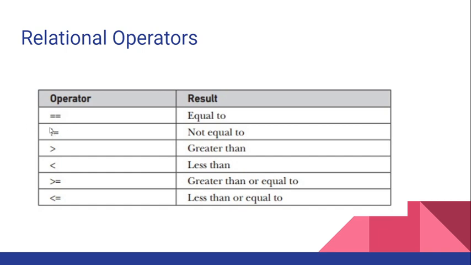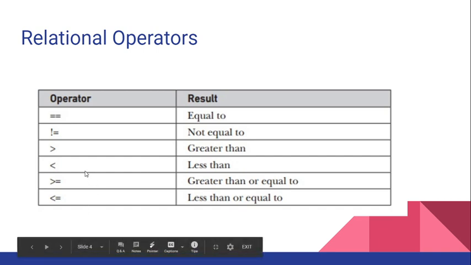Not equal to: you see the exclamation mark over here, that exclamation mark is a logical operator known as not. So not equals to is a relational operator. As you might have understood, not equals to checks if both operands are not equal. If they are not equal, it returns true, or else false.